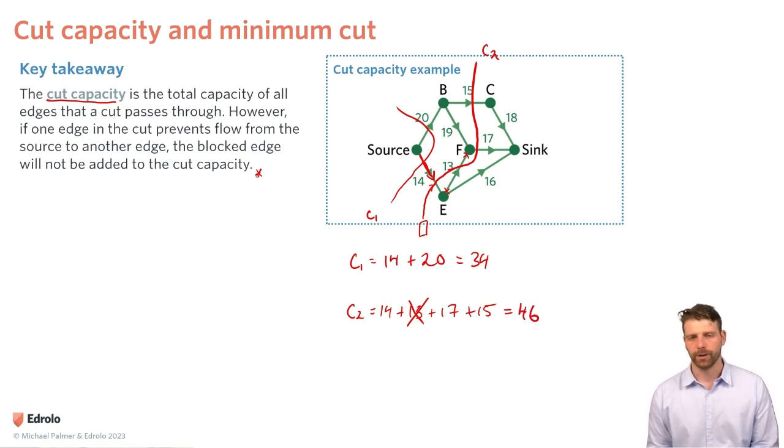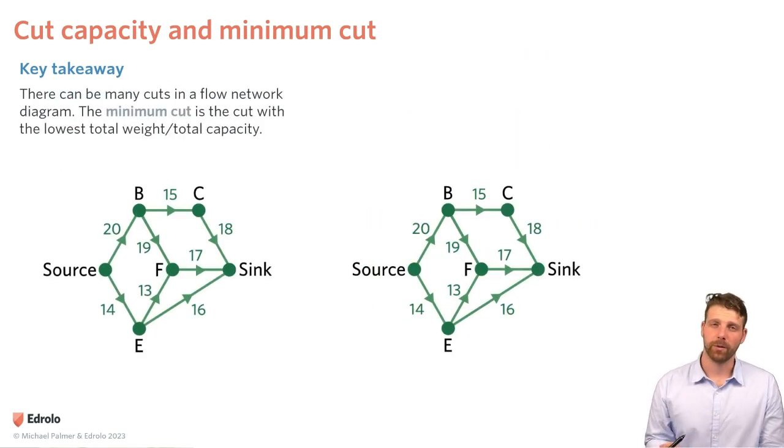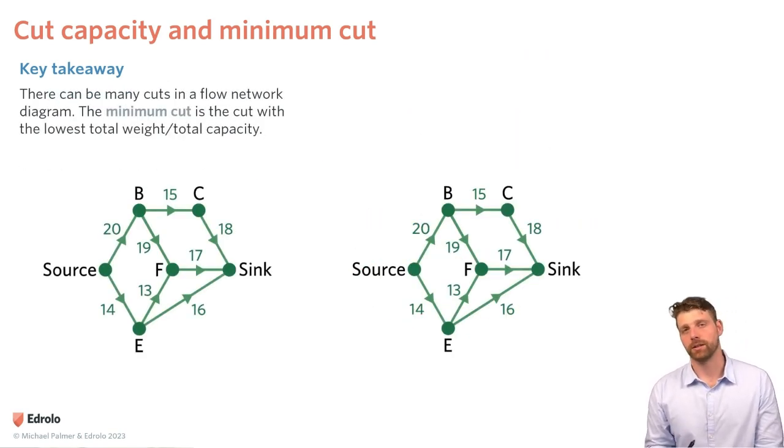Okay, so you need to think about all the edges you pass through. Have you blocked that off in an earlier part of your cut? All right, in a flow network, there can be lots and lots and lots of cuts that you can find. And we're trying to find the minimum cut. That is the one with the lowest combined total weights.